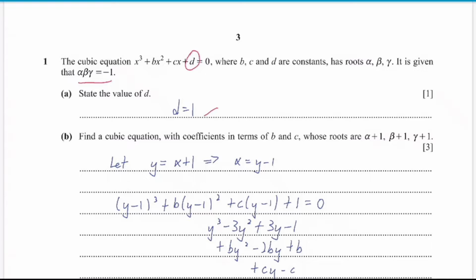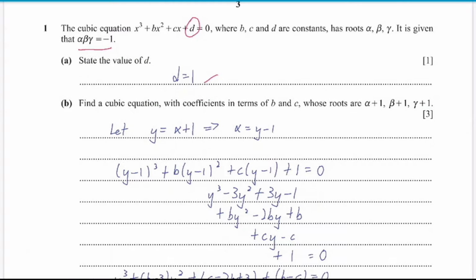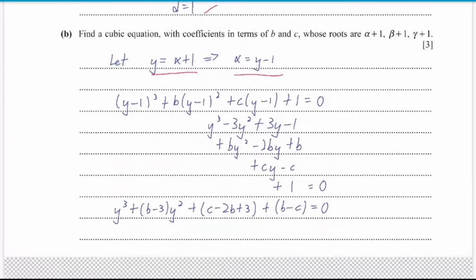Okay, so part B here is to find the cubic equation. Then we have coefficients in terms of b and c, where the roots are given by alpha plus 1, beta plus 1, and gamma plus 1. From there, we just need to let the new variable be the new roots. Then we make alpha, beta, gamma the subject, and then we just have to substitute in.